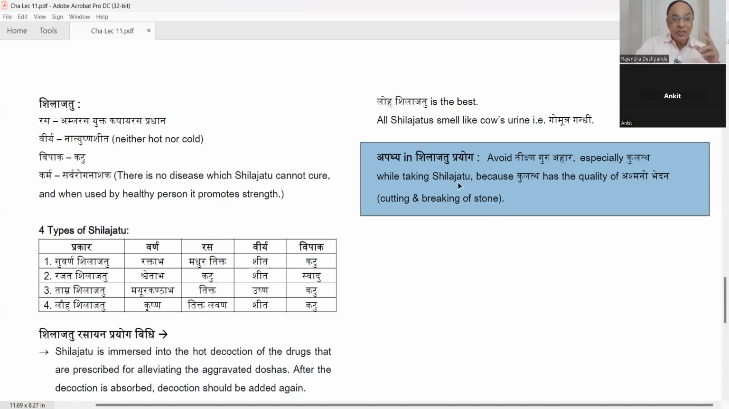Then especially Kulatha you should not use. Write down, Kulatha is horse gram. The cursor is there. You can look at the cursor. Kulatha, write down, horse gram.